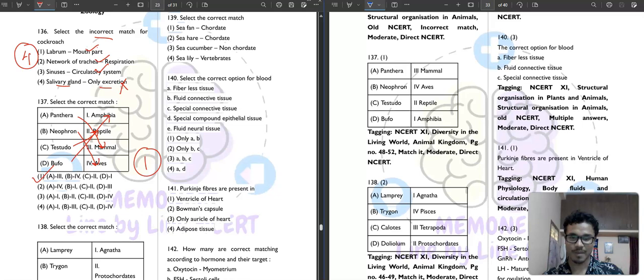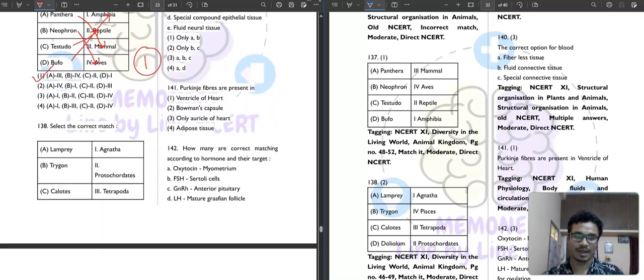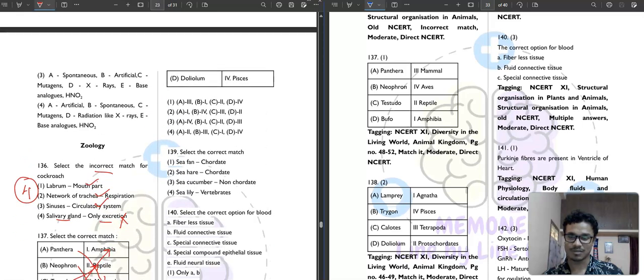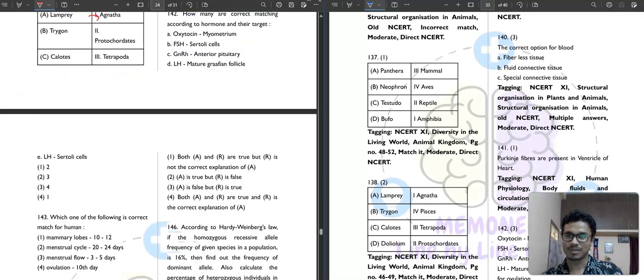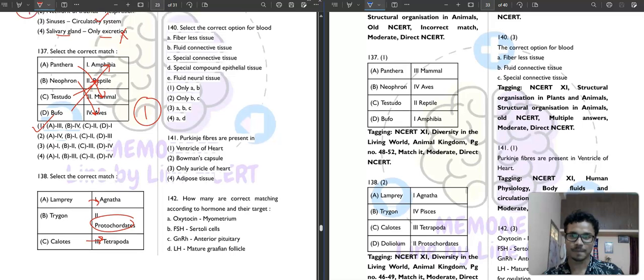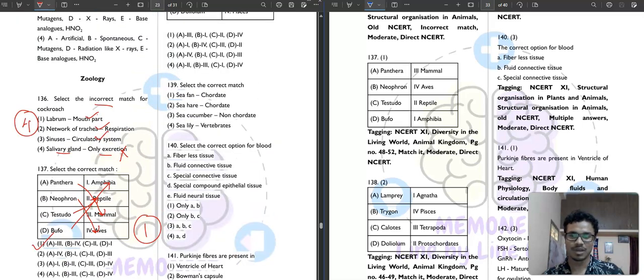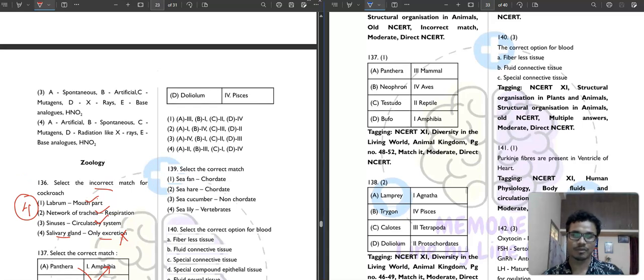Next, again, we have a match the following type question. Here you have lamprey. Lamprey means agnatha, that is synonymous. Trigon is Pisces, so I have to match like this. Then calotes are tetrapoda. And Doliolum is your protochordates. These are just examples. You just need to read the examples, because that's the only type of question you will get in animal kingdom. Second option is the correct answer.